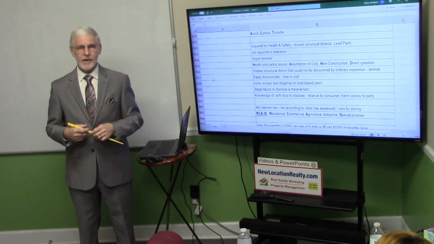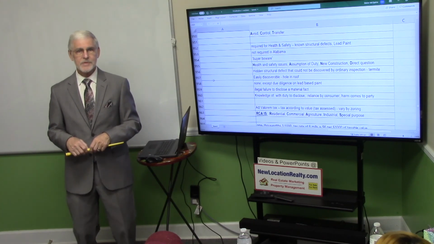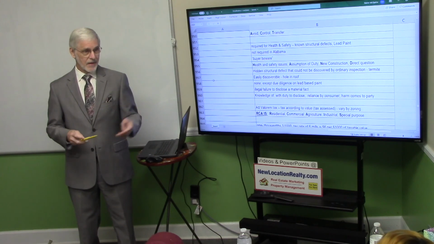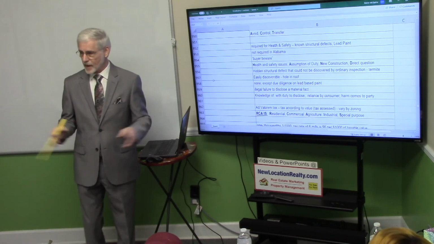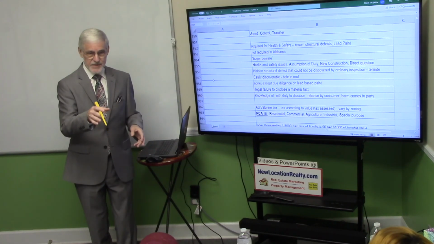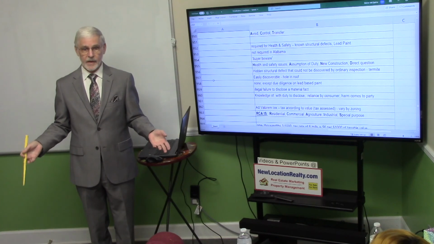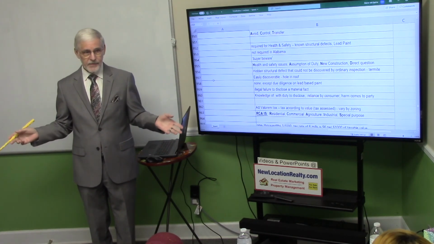What's required for health and safety? Known structural defects, lead-based paint disclosure. What is not required in Alabama? The seller disclosure form is not required in Alabama. You said stigmatized property. Well, we don't have to disclose that either here. Unless they can promise me the ghost is going to stay, I don't have to talk about the ghost.